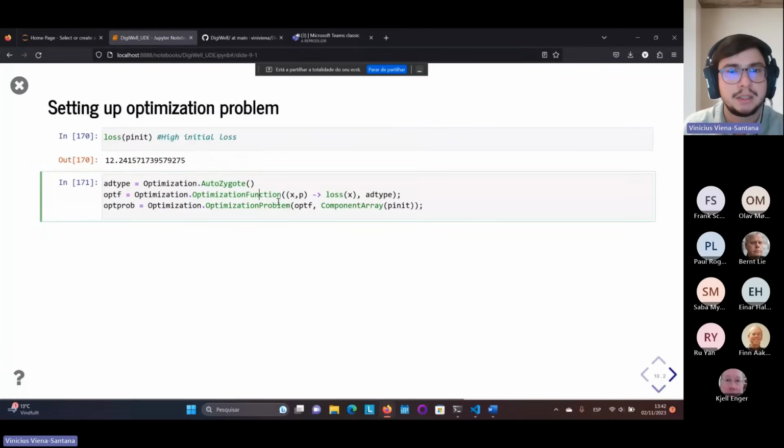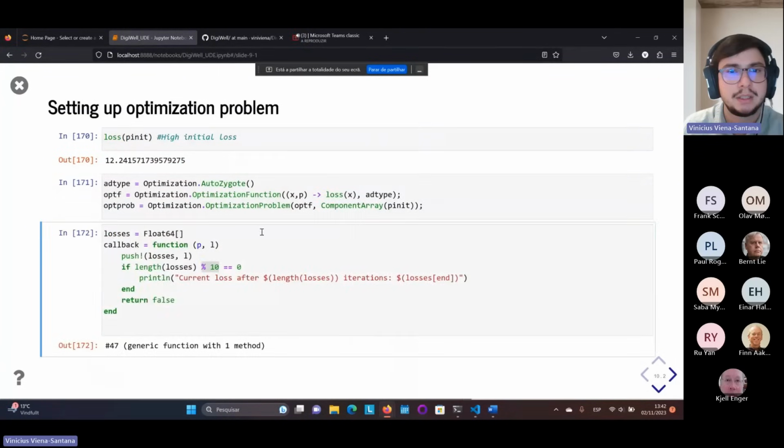And then in order to carry out the optimization itself, I have to set up my optimization problem, which is composed of two arguments, my optimization function and my parameters. So this optimization function is defined from the optimization library. So I have to call the function optimization function. And my optimization function is just a scalar value loss function. And in the optimization function, I have to use the backend to calculate.